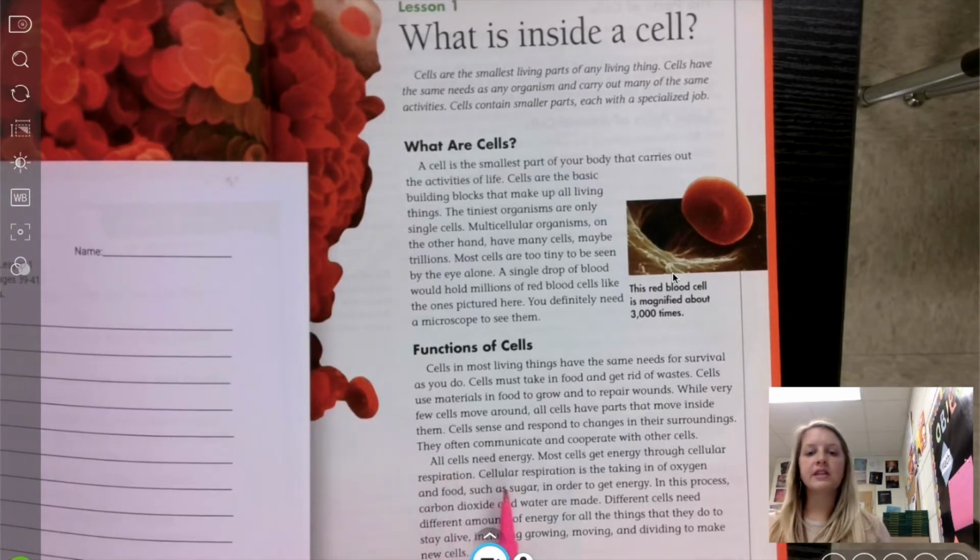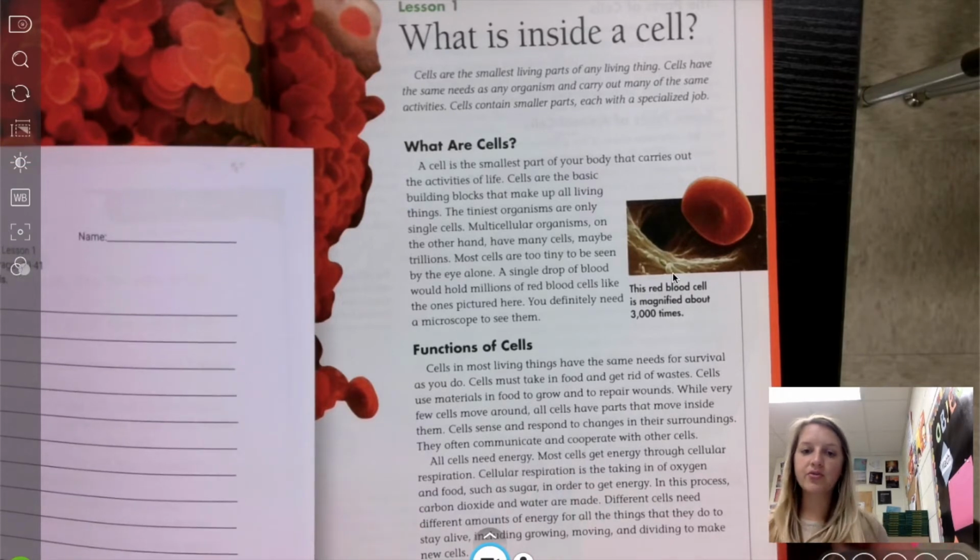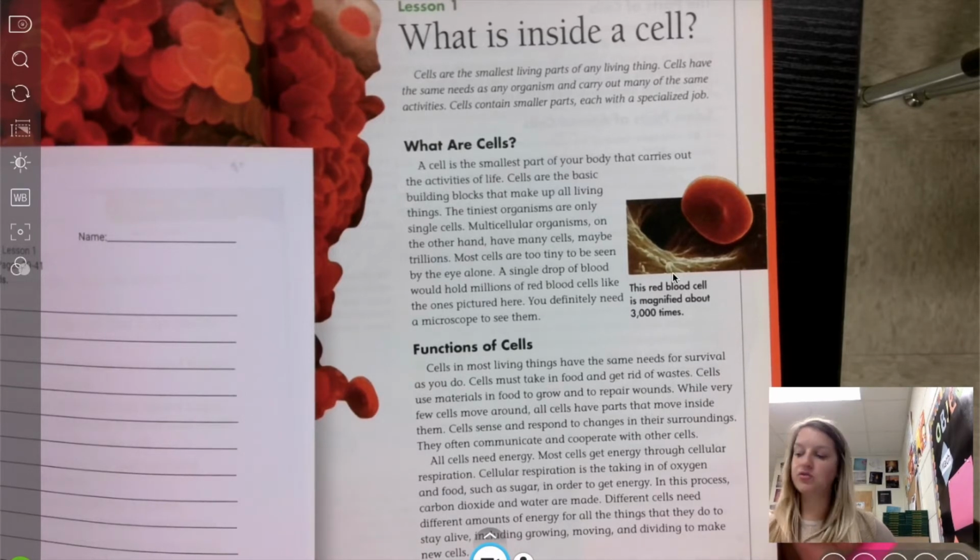All cells need energy. Most cells get energy through cellular respiration. Cellular respiration is the taking in of oxygen and food, such as sugar, in order to get energy. In this process, carbon dioxide and water are made. Different cells need different amounts of energy for all living things that they do to stay alive, including growing, moving, and dividing to make new cells.